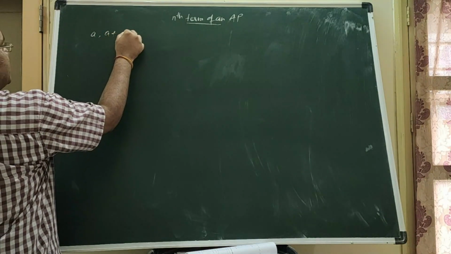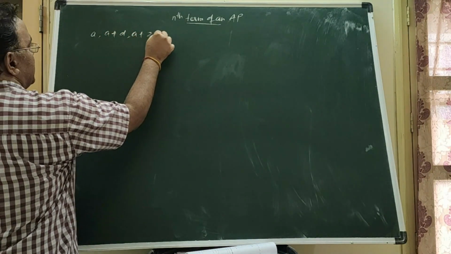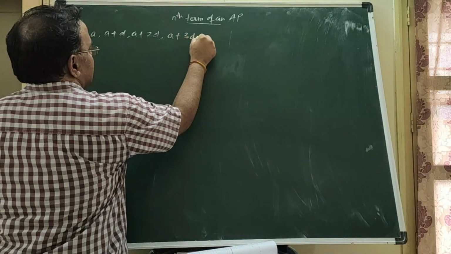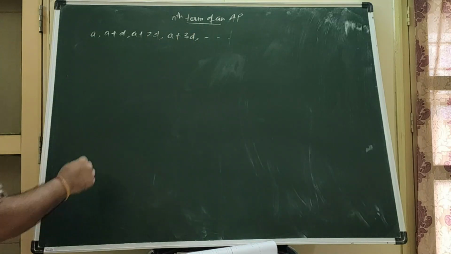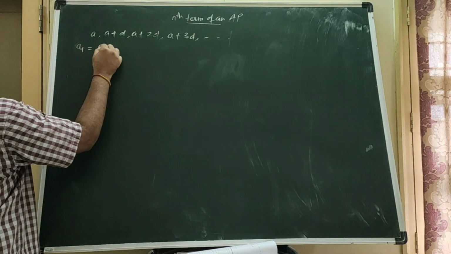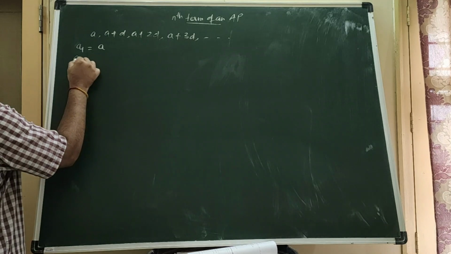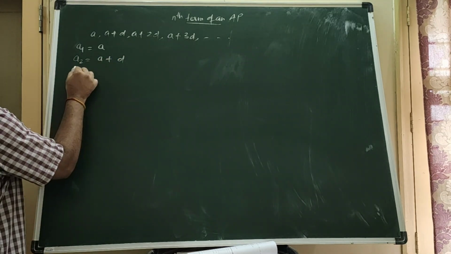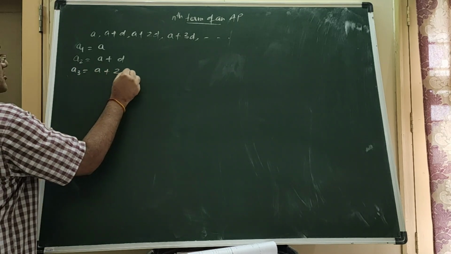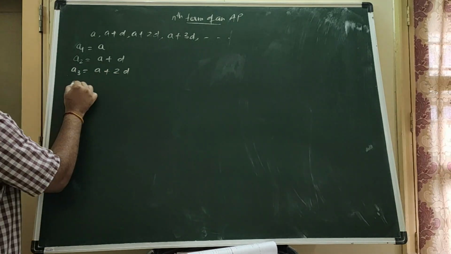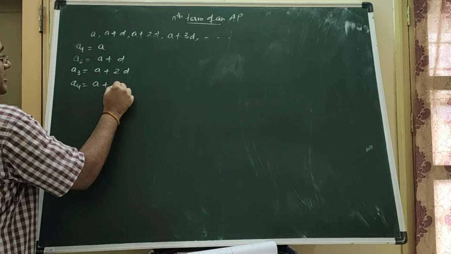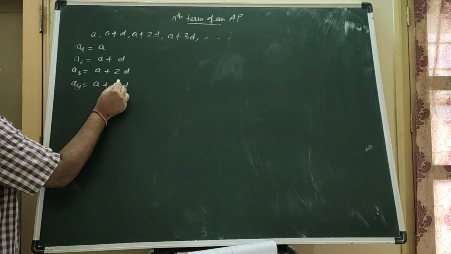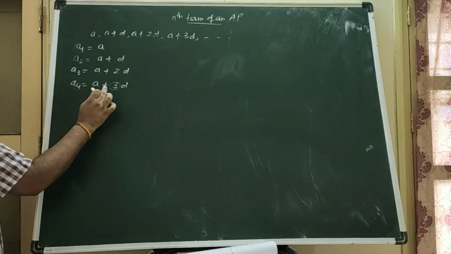A, A plus D, A plus 2D, A plus 3D, and so on. So this is the standard form. So what is the first term? A1, A. What is the second term? A plus D. What is the third term? A plus 2D. What is the fourth term? A plus 3D. Now see carefully. ये दो नंबर पे concentrate करो. You please concentrate on these two numbers.